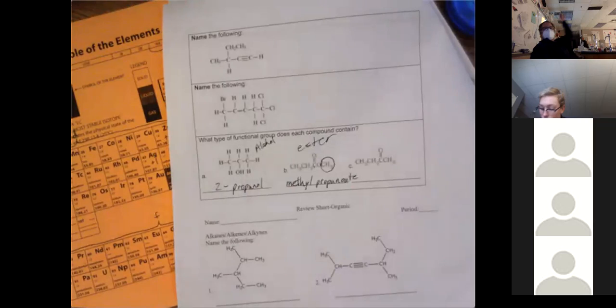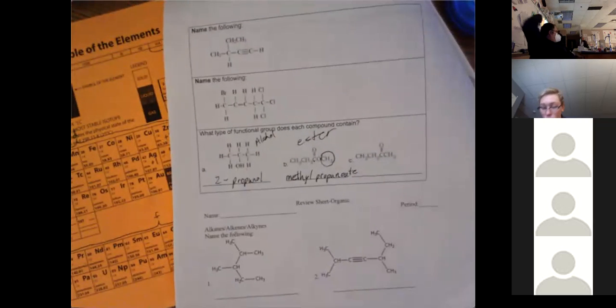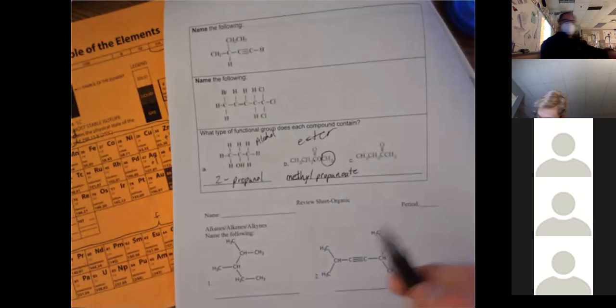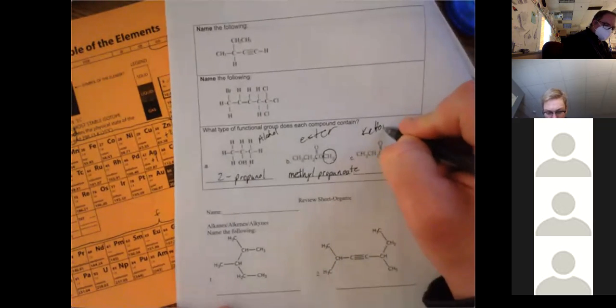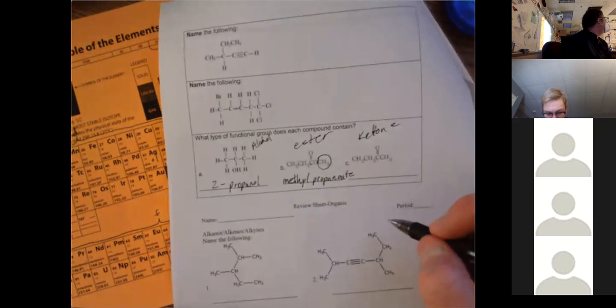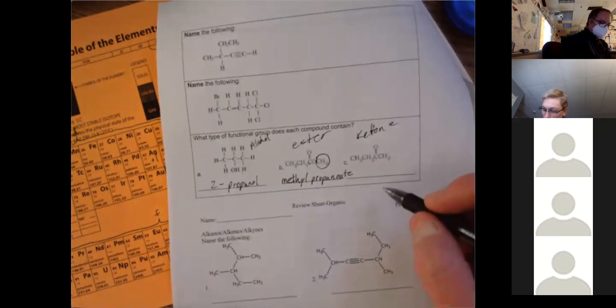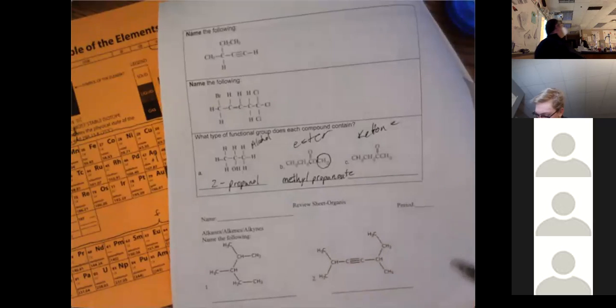Alcohol. What is this thing? It is not an ester. Is it an ether? Not an ether. And it's not an amide. Oh, it's a ketone. It is just a double bonded O to the chain. So that is a ketone. Can anybody name this ketone? Is it 2-butanone? 2-butanone is correct.